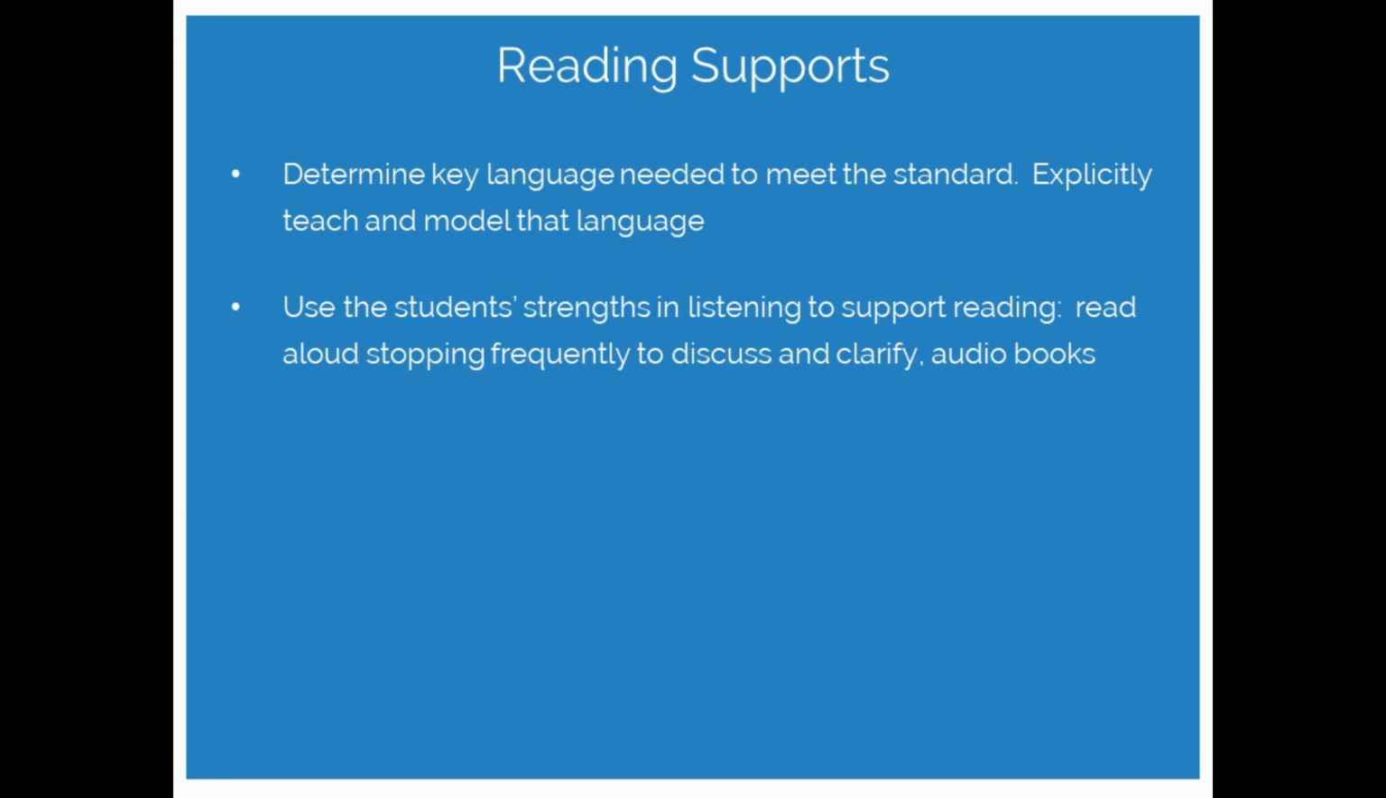You want to use the student's strengths in listening to support reading. So usually, not in all students, but usually listening and speaking develop faster than the reading and writing. So use that listening strength that students have to support their reading by using read alouds and stopping frequently to discuss and clarify, or you might use audiobooks or record someone reading the book if that text is truly important for the students to feel included in the conversation. Then you can do a lot of different ways to use some audio support with that text. Any way you can make it visual.